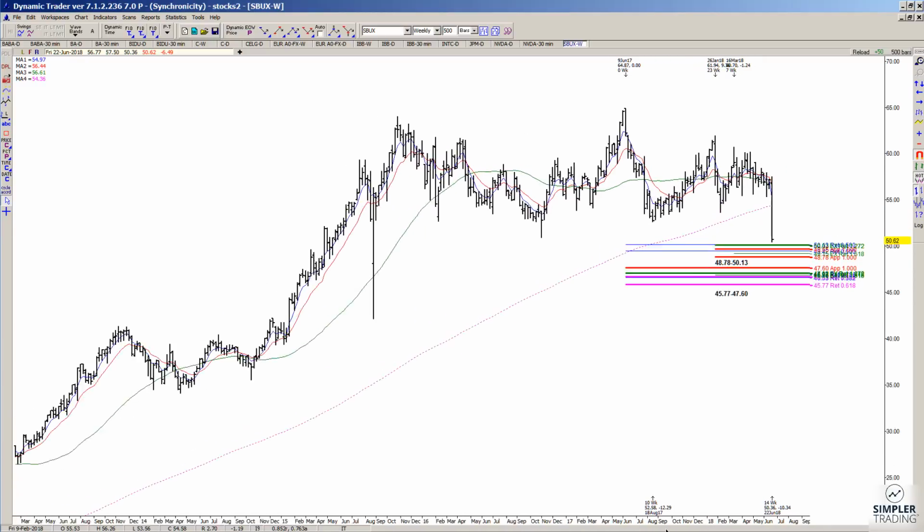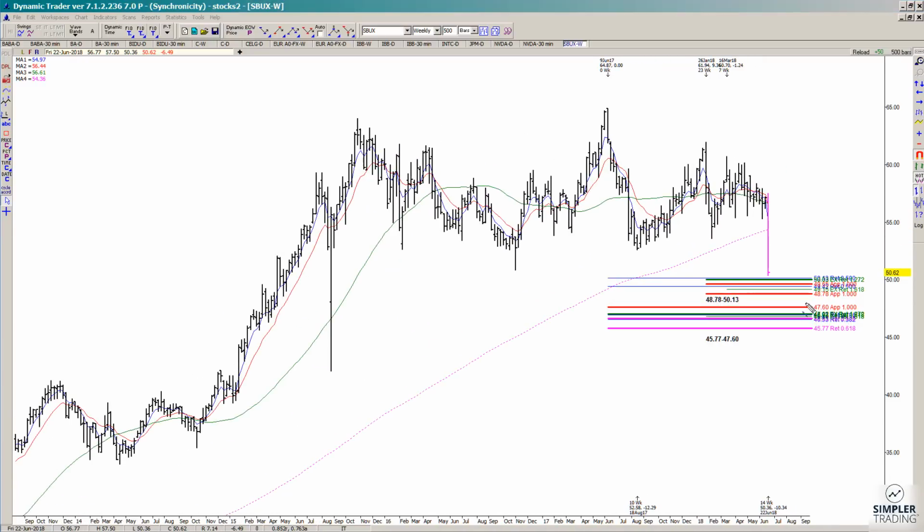So the first area that stands out with the confluence of, let's see, a couple of retracements, a 1272 extension, a 1618 extension of another swing, and then a couple of symmetrical projections. That comes in anywhere between this 4878 to 5013 area.